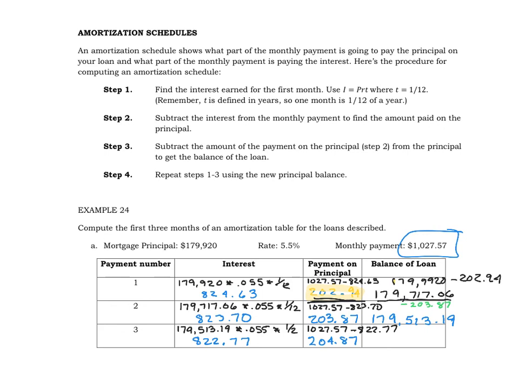to get the new balance. So I will subtract the $204.87 from up here, and I will get my new principal, which is $179,308.39.